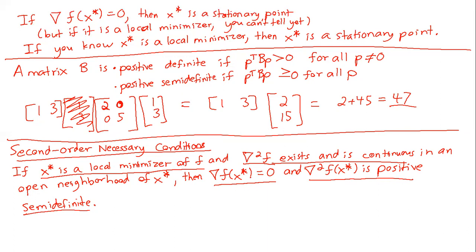So if you see a point x star where one of these does not hold, and del squared f exists and is continuous, then that point cannot be a local minimizer, because if it is a local minimizer, these things have to be true. It doesn't go the other way. Just because these things are true does not mean it is a local minimizer. If they are not true, you know it's not a local minimizer, but if they are true, it's not guaranteed to be one. It's a necessary, not a sufficient condition.